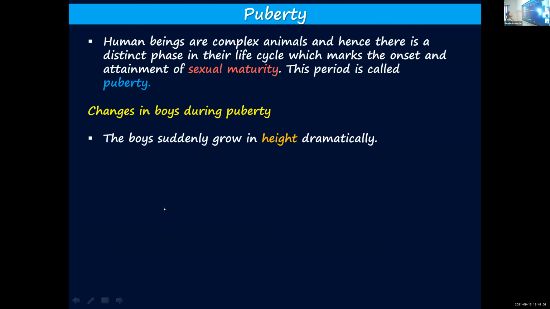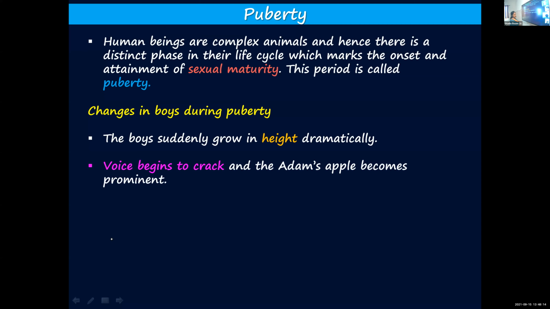Changes taking place in boys at the time of puberty. They suddenly grow in height, a sudden increase in height. Their voice starts to crack, the voice changes. You might have experienced it, a childish voice will change into a more masculine voice. So the voice begins to crack and the Adam's apple becomes prominent.